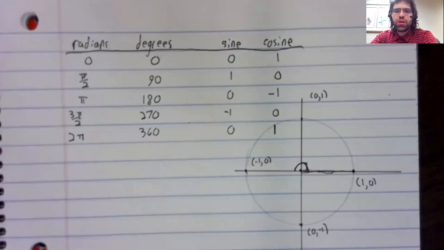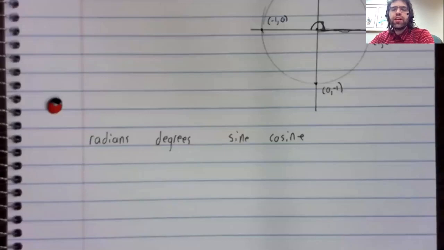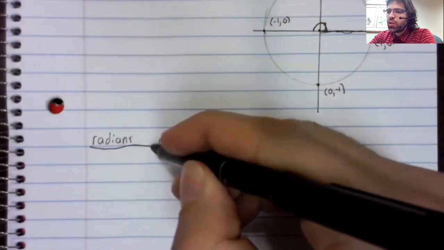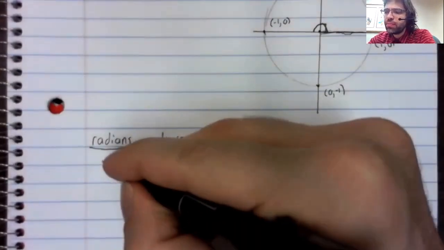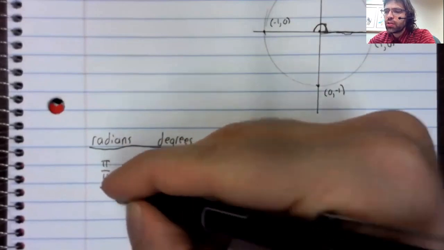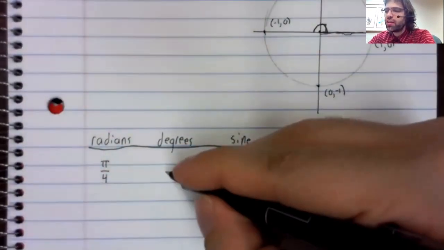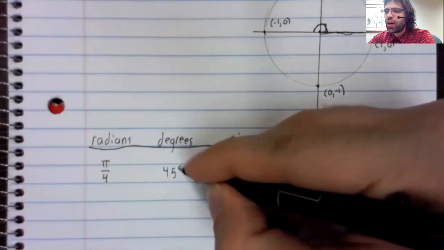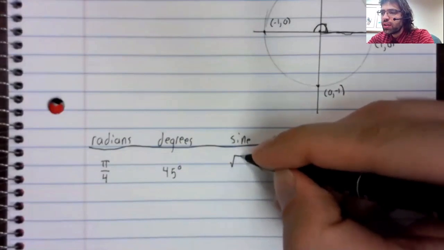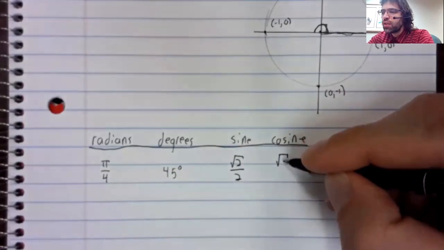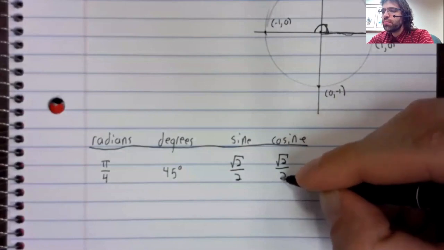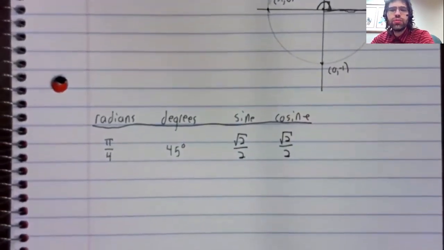There are 3 other angles whose sines and cosines you're expected to know. And I'm just going to give these to you. Your textbook probably has proofs if you want to see them. But pi over 4 radians, that's 45 degrees. The sine and the cosine are both the square root of 2 divided by 2.